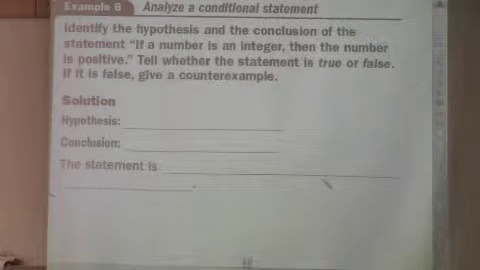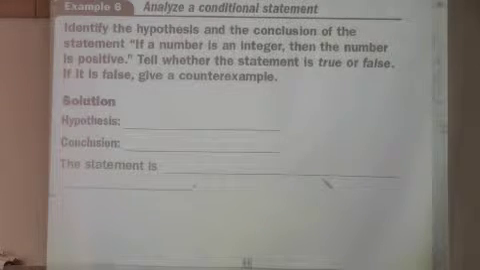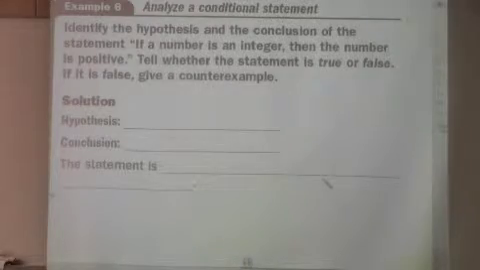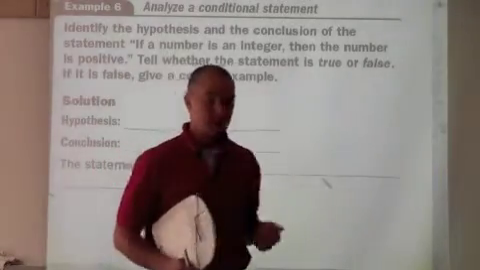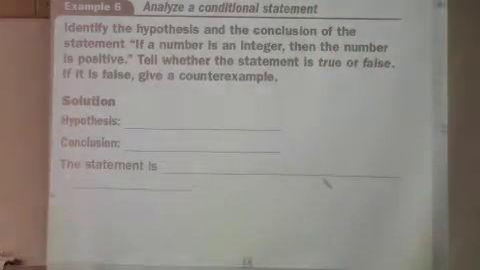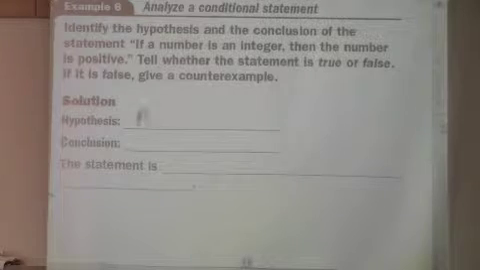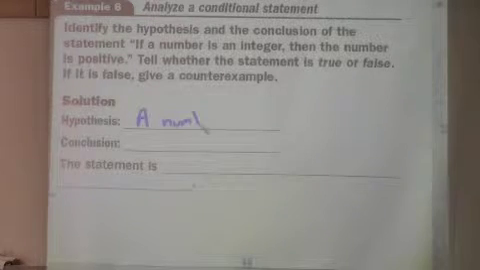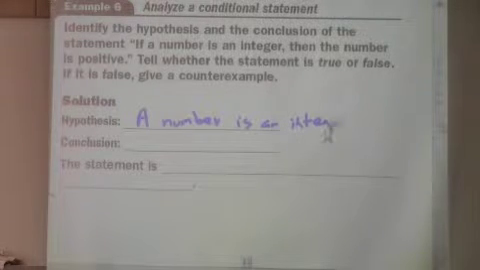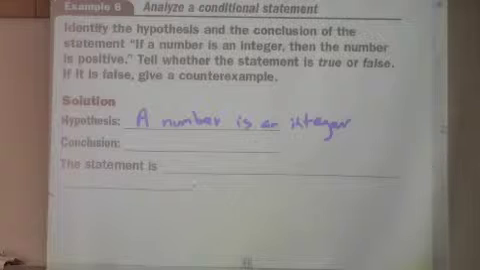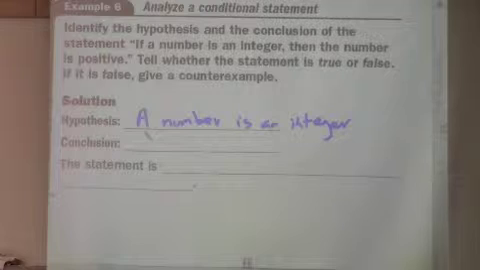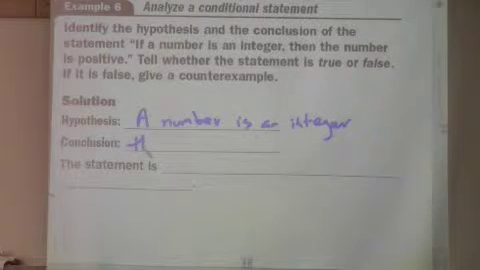Identify the hypothesis and conclusion of this statement. If a number is an integer, then the number is positive. Let's start with just identifying the hypothesis and the conclusion. Who thinks they can tell me what the hypothesis is? Remember, that's just a fancy word for the if part. What do you got, Julia? If a number is an integer. Okay, so a number is an integer. The if part. Who's got the conclusion? Riley. Then the number is positive. Yeah, it's the then part. So the number is positive.